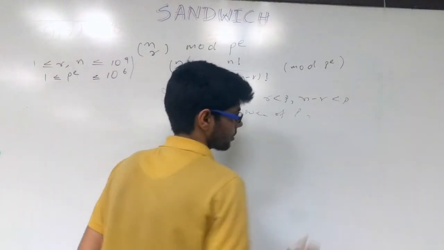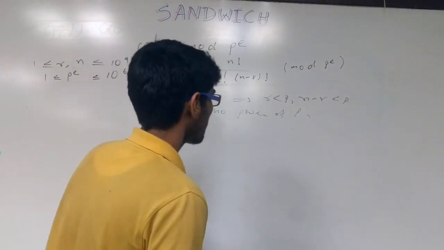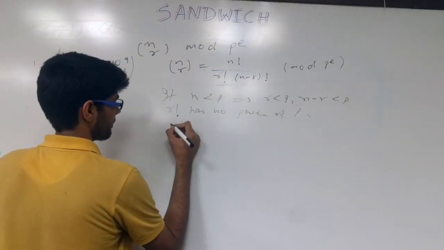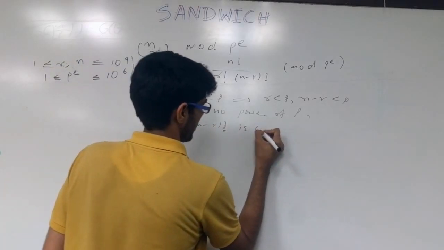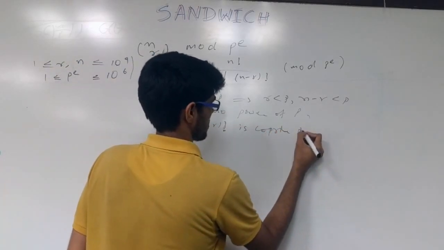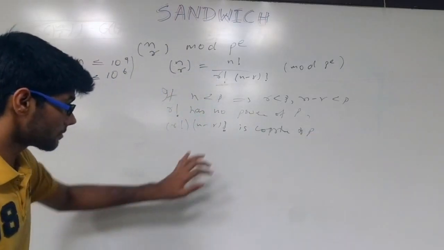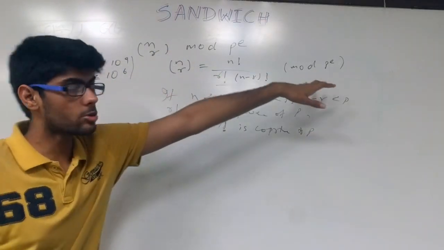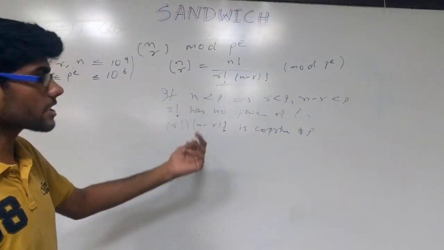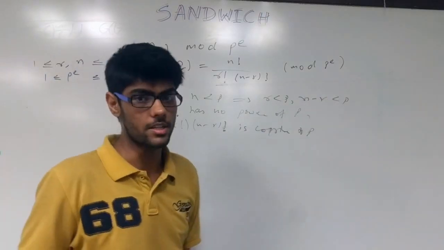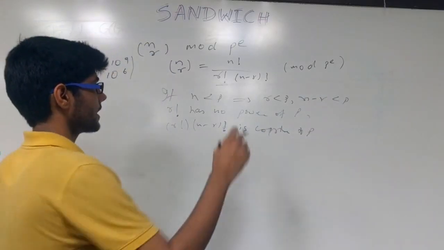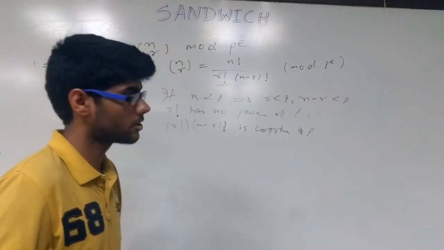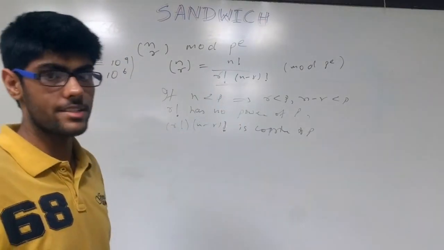Similarly, n minus R factorial is co-prime to P, and so R factorial times n minus R factorial is co-prime to P. This means that the denominator is co-prime to P, and since it is co-prime to P, it is also co-prime to P to the E. So we can do it in a very trivial method: we take the inverse of the denominator, multiply with the numerator, and give the answer.